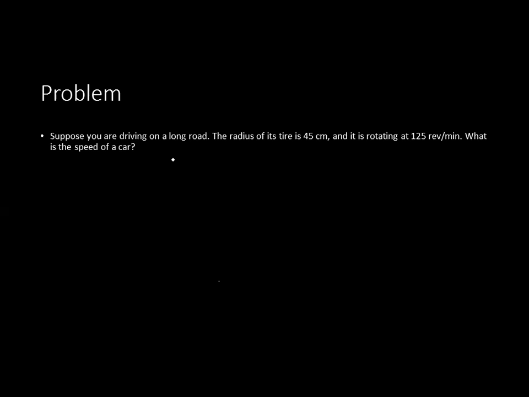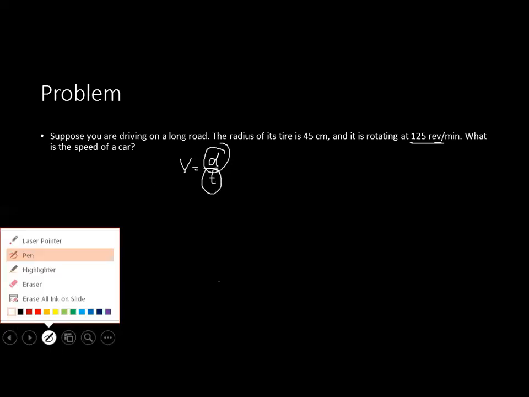Suppose you are driving on a long road. The radius of each tire is 45 centimeters and it is rotating at 125 revolutions per minute. What is the speed of the car? You see, in getting the speed of a car, usually they use this one: v is equal to distance over time. Like what would be the total distance traveled and what would be the time duration. Okay? That's how they get the speed of a car.